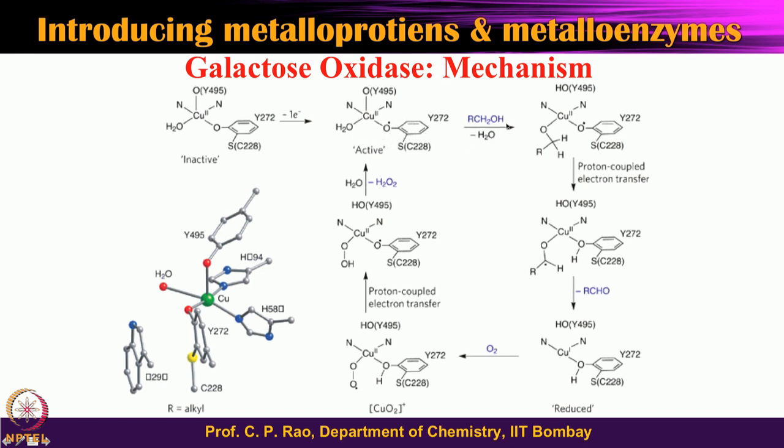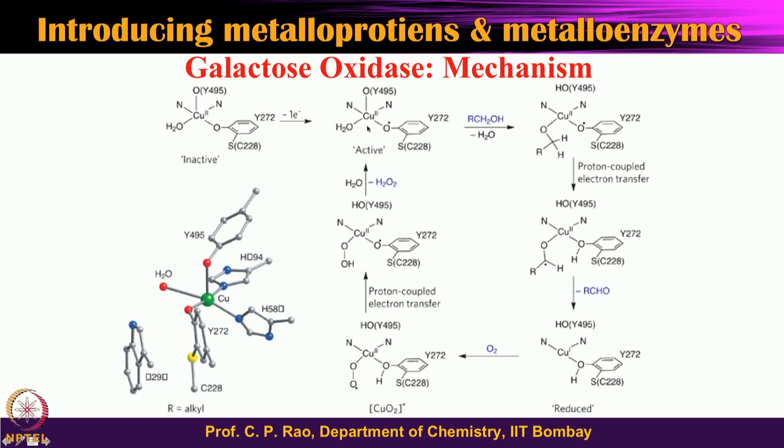In an active form, the substrate will bind. What is the substrate here? For ease, you are showing CH2OH, because in the C6 position of the galactose you have a CH2OH. The remaining part we are showing as R. So, do not be worried by this. The entire carbohydrate we are showing by R, and the 6th position by CH2OH.